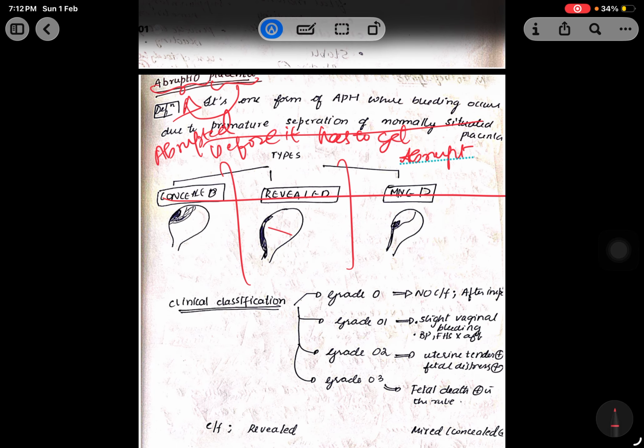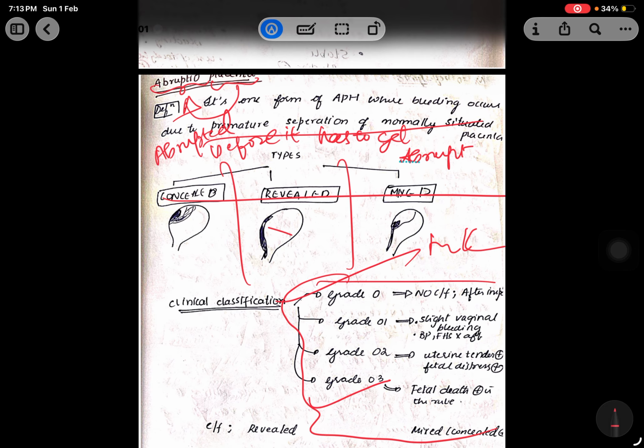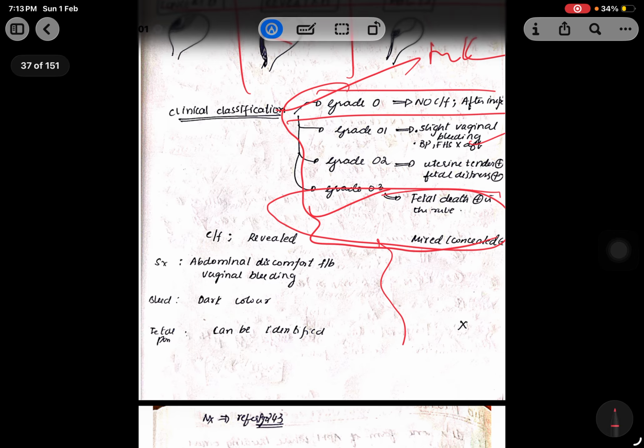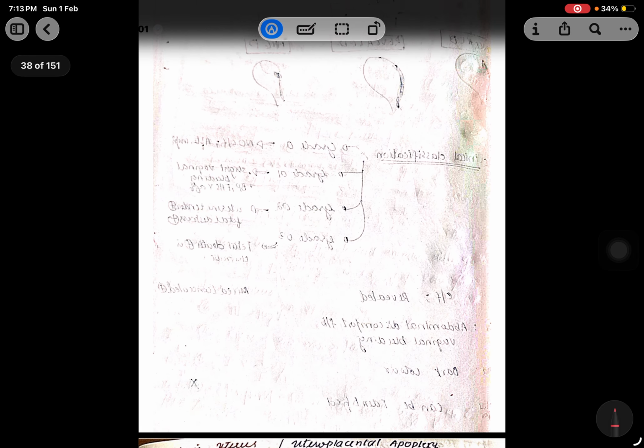What does concealed mean? The bleeding is happening inside and you will never know. What does revealed mean? The patient is bleeding actively. Mixed, the most common type, is mixed. And these are the grades. While remembering the grades, as I told, first remember grade 1 and the last grade. Here you will have no clinical feature. Here already the fetus is dead, and here you will have slight bleeding and you will have medial bleeding. So that's how you remember. Okay, so these are the clinical features. Management we will discuss at the end.